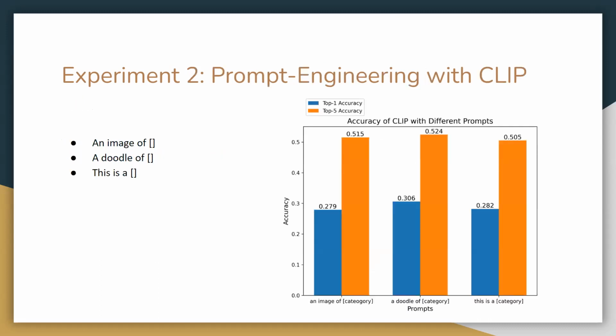Since CLIP allows users to customize their input prompt, it's natural to consider prompt engineering with CLIP. So here in experiment 2, we tried three types of prompt input: "an image of", "a doodle of", and "this is a", followed by the specific categories. It turns out that the second input, "a doodle of", achieves the highest accuracy in terms of both top 1 and top 5 accuracy. However, the difference is marginal, with an increase of only 1% to 2%. So we see that it is quite difficult to correctly adapt CLIP to another data set by solely prompt engineering.